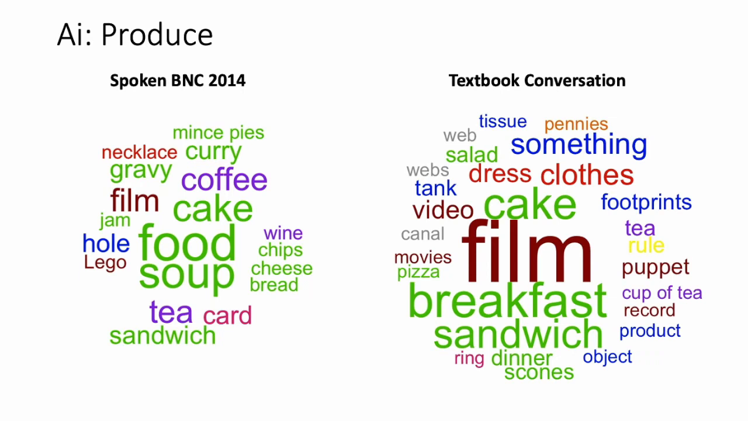So let's have a look at some of these main collocates. The spoken BNC, as I said, is full of food and drinks, that's in blue and green and purple. So make food, soup, cake, bread, cheese, sandwich, and so on and so forth. And the textbook conversation actually has its strongest collocate film, and also we find video, movies as fairly high up the list. We also have some food collocates like to make breakfast, make a sandwich or cake. On the whole, we have a range of other types of collocates, as you can see here.